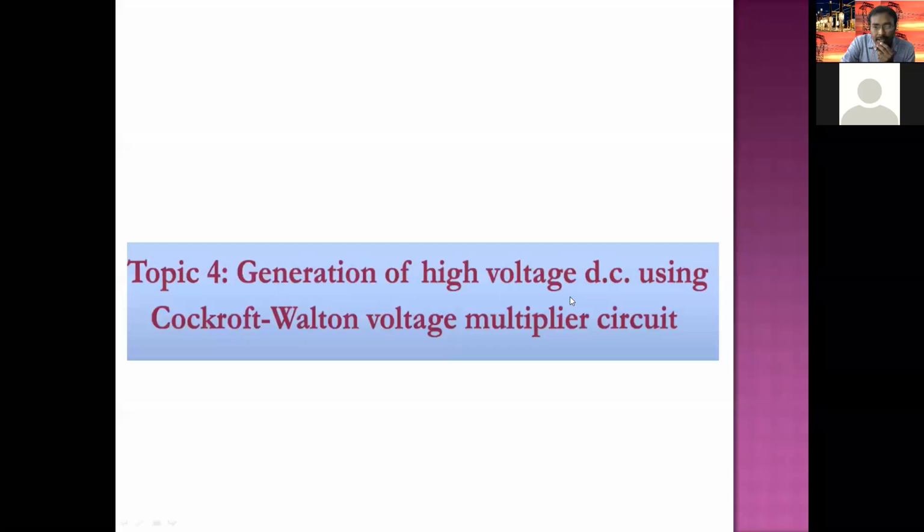Generation of high DC voltage by using Cockcroft-Walton type voltage multiplier circuit. Understood? So this is one of the concepts to generate very high voltages. By using the voltage doubler circuit concept, we have to discuss generation of high voltage DC.